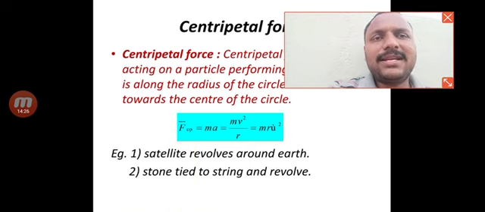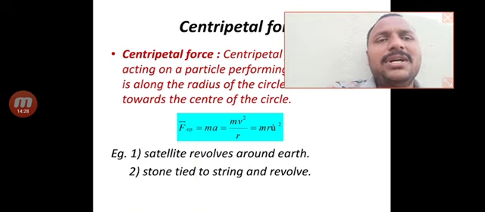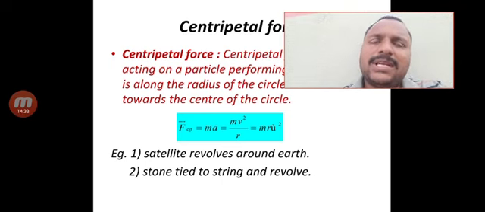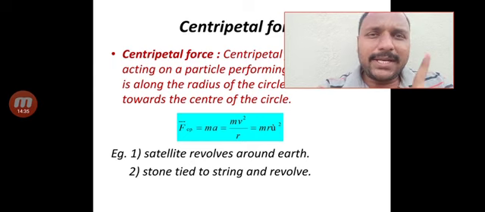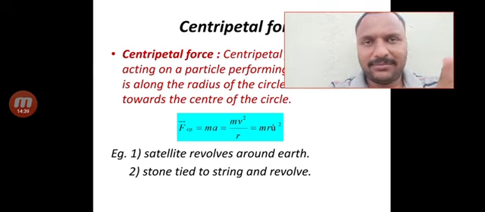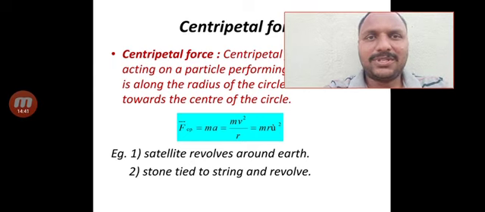Then after that, the example: satellite revolves around the earth. Now we take one point about the centripetal force. Actually, centripetal force is not a separate force. This is only a label. Now here we take one example of this.